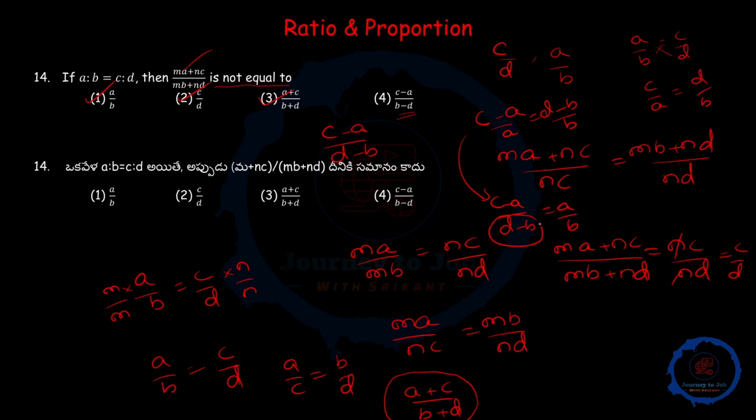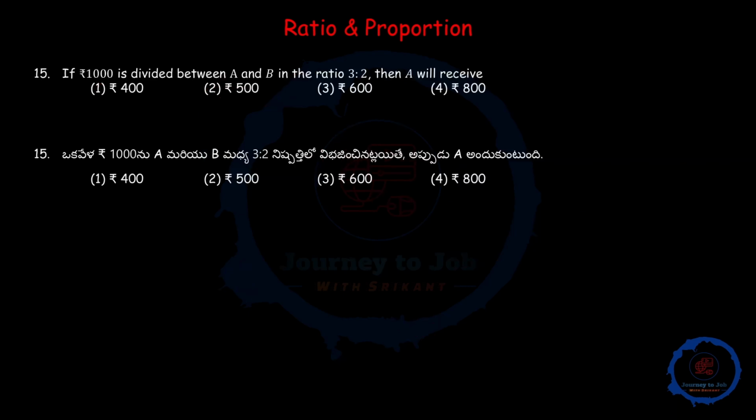But what has been given here is B minus D. So that's why this is a wrong answer. It is not equal to this. So this is a correct answer. Actually, this ratio is equal to this but not equal to this. So this is the answer. Be careful here. Okay, next.